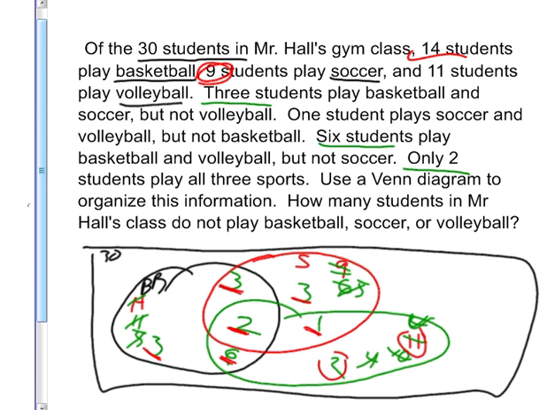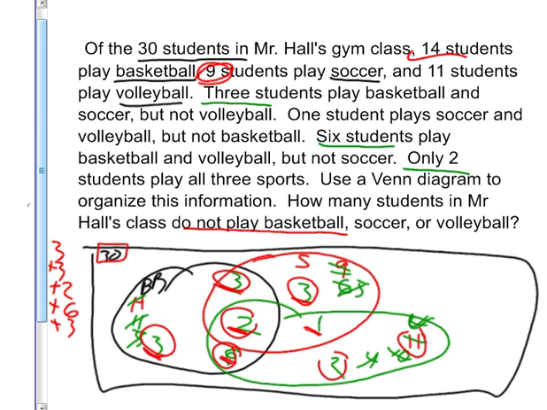The final question is, how many students in Mr. Hall's class do not play basketball, soccer, or volleyball? Well, there's 30 students to start with. I know I've got to add these up. I've got 3 students in that region, 3 students in this region, 2 here, 6 here, 3 here, 1 right here, and 2 right here. And that should be it.